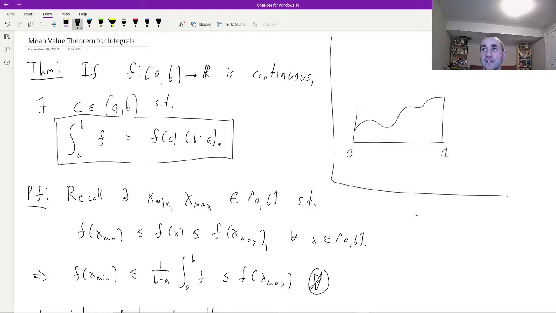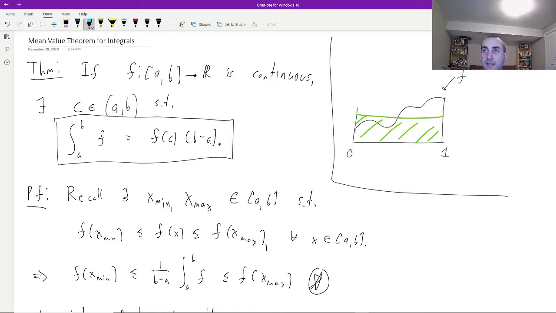Just for a quick sketch as to what's going on here, let's say I have a function f which looks something along those lines. What the mean value theorem is telling me is that I can replace f by a rectangle with the same base and the same area. Okay, that should be reasonably clear why that's true, right?